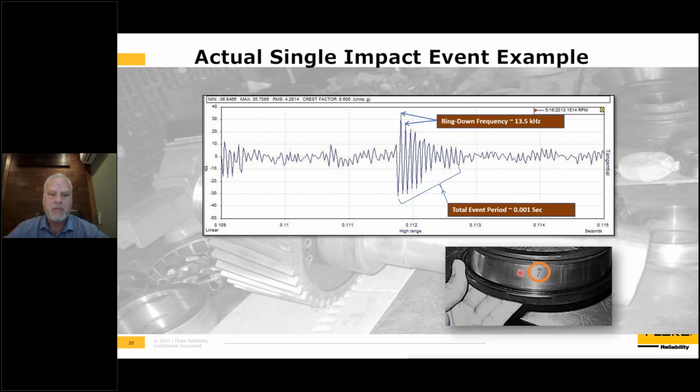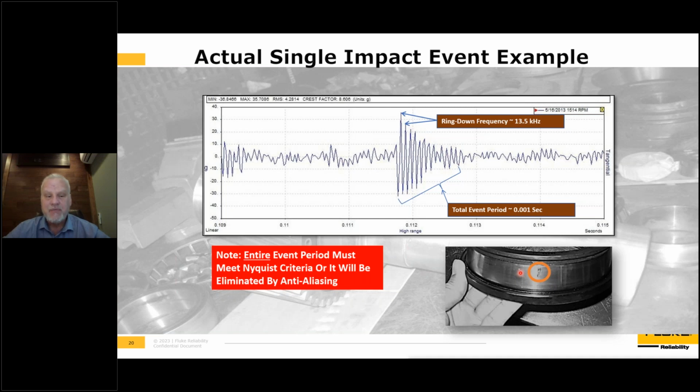The interesting thing about this data is the ring down frequency. If we look at the frequency of that ring down, it's 13.5 kilohertz, so 13,000 hertz, well above what most of us are sampling in most of our portable data collectors. The total event period is only 1,000th of a second, so it happened really, really fast. And those two things are important, because normal methods, even legacy demodulation methods, have a weakness here and an inability to capture these really fast events.